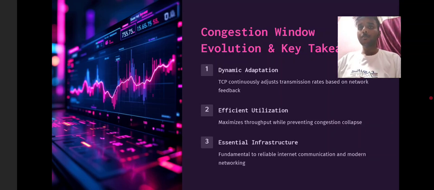However, there are still some limitations. For example, TCP assumes that packet loss always indicates congestion, which may not be true in wireless networks. This can sometimes reduce performance.